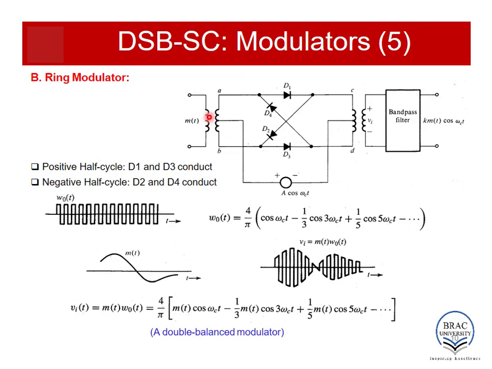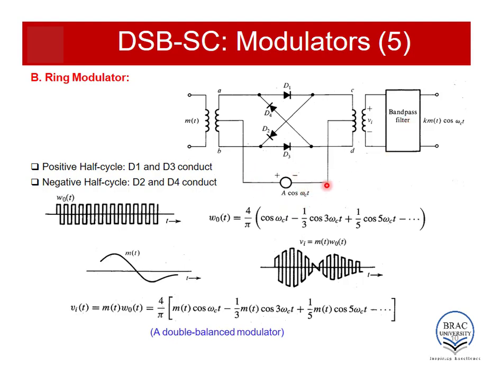By a transformer, the primary of this transformer is connected to the message, and the secondary is this. This is the diode bridge. We are using a center tap transformer, and the input is the carrier. Now consider the carrier in this polarity, plus is on this side and minus on this side. In that case, diode D1 and D3 conduct because they are forward biased, but D2 and D4 don't conduct because they are reverse biased. So in this case, the message is passed to the bandpass filter unchanged. That means the message is essentially multiplied by 1.